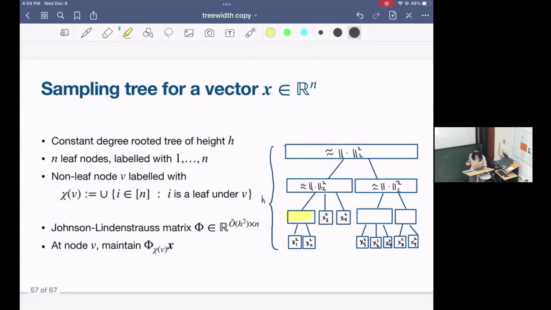And with the sampling tree, it's very easy to sample a coordinate of x with probability proportional to x_i squared, because you just take a random descent down the tree starting from the top. You generate a random number p, and if p is less than the proportion of this node over the whole thing, then you go down this way, and if not, you go down the other way.